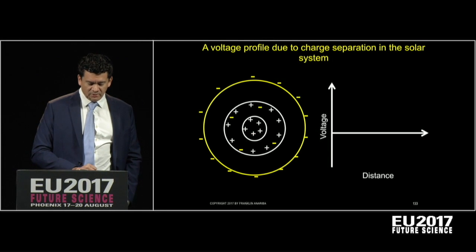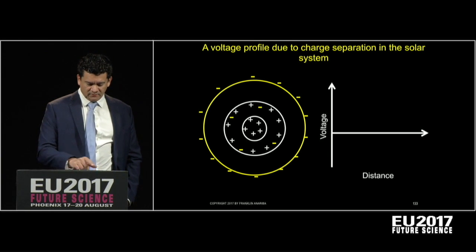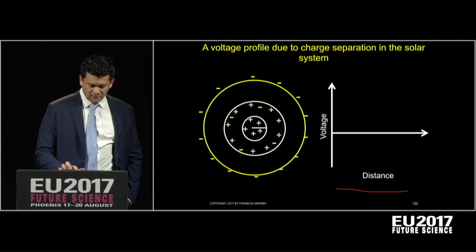Now, what will a voltage profile look like based on the model that I just mentioned? Well, this is a diagram that I have on the left, radially concentric circles that specify distance, and on the right, a graph of voltage versus distance. So how will it look? If I look close to the sun, or even on the surface of the sun, my voltage would be arbitrarily positive. And then as I look at this as a function of distance, my voltage will drop, okay?